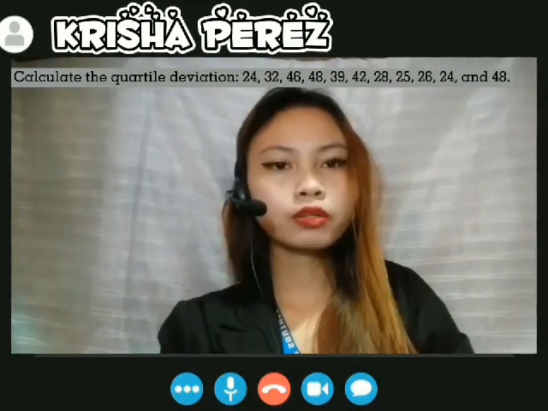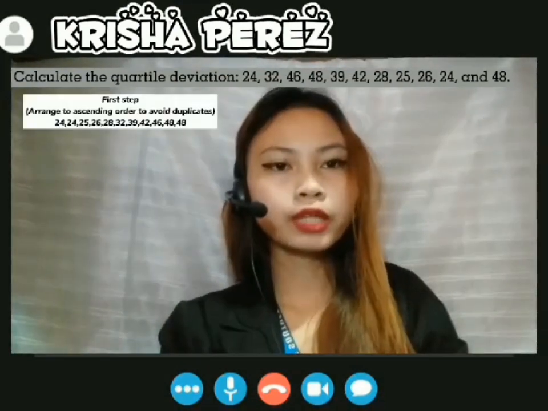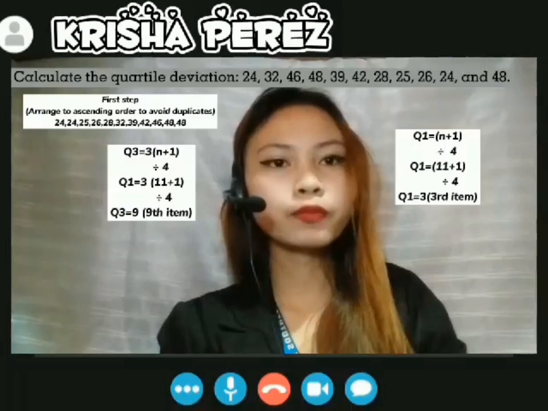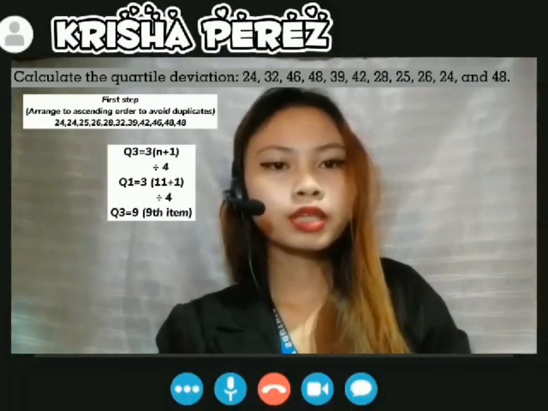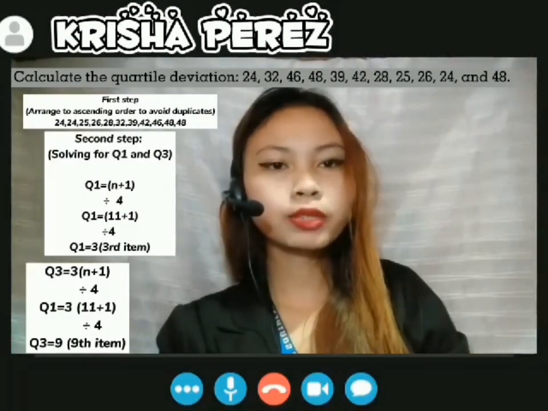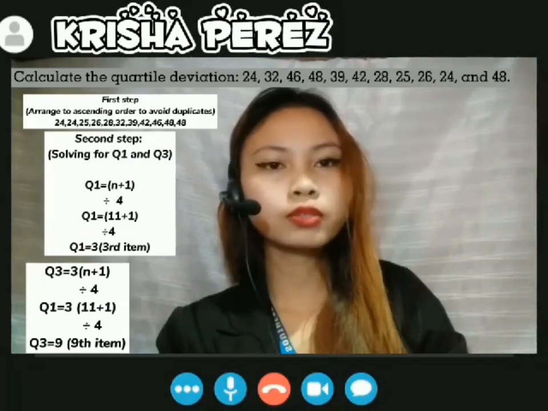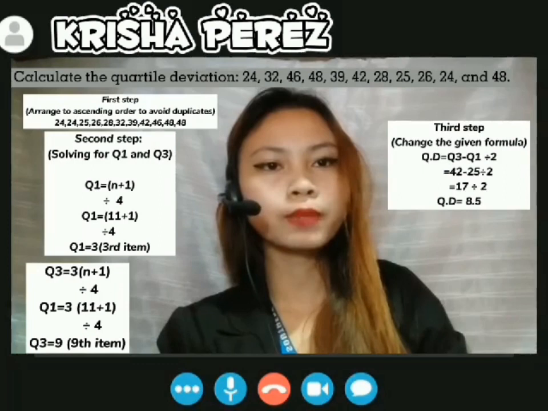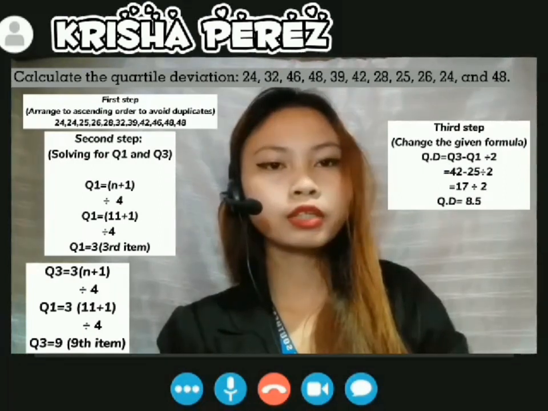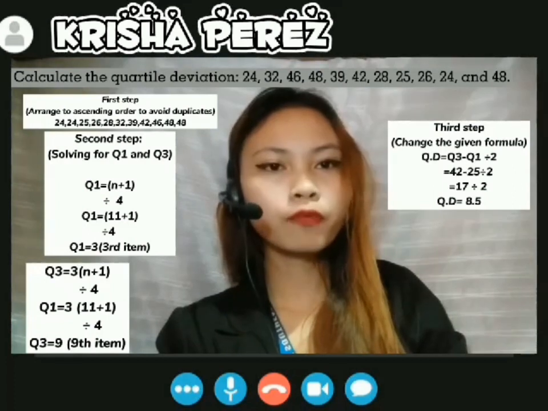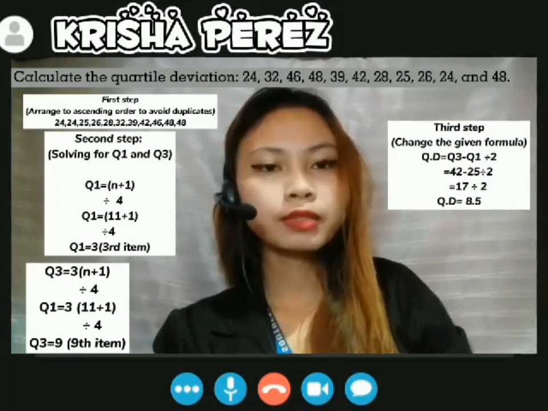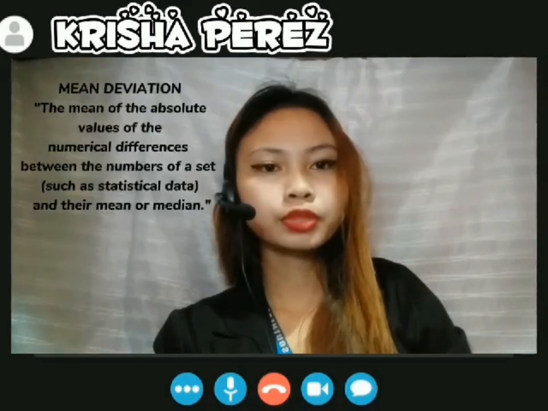We need to arrange all of these in ascending order to find quartile 1 and 3. Next, solving for quartile 1 and 3. Third step, since we already have the first and third quartile, we just need to use the given formula in the letter. So let's substitute Q3 and Q1. That's 42 minus 25, then 2 as the denominator. Now we have 17 divided by 2, and now we get 8.5. That means the mystery is solved. Now, on to the next letter.